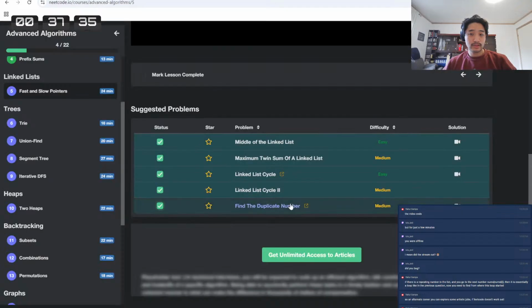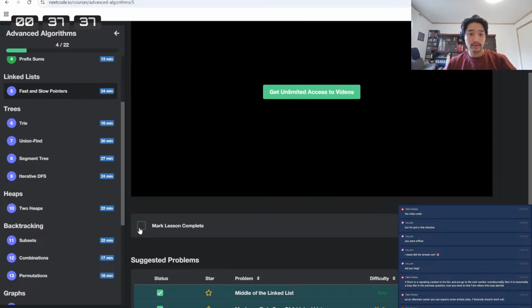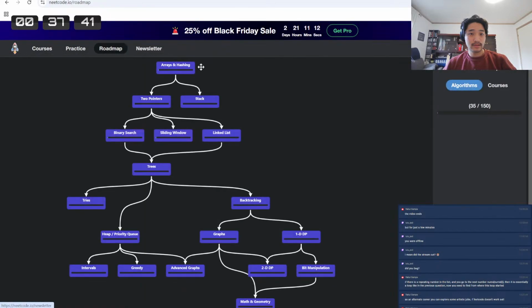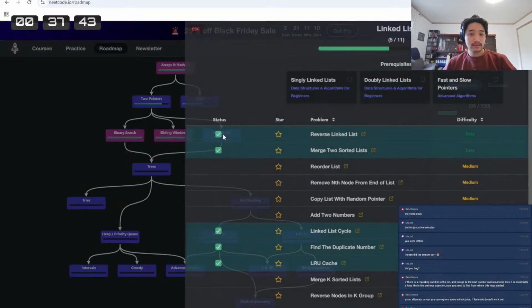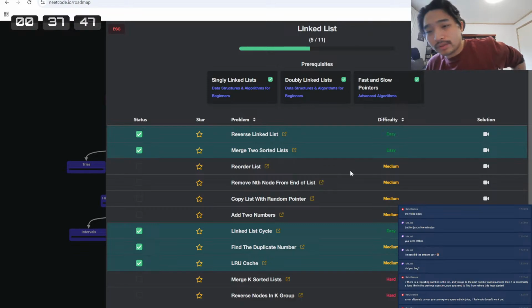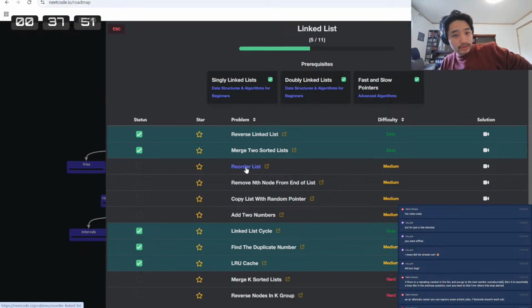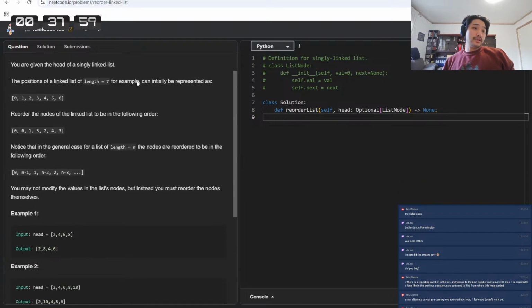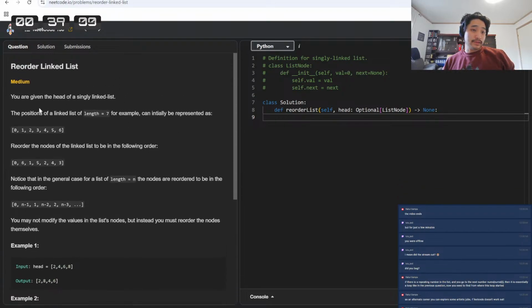I just did it. So now I can mark this as complete and see. Now I should be able to solve most of these without any big issues, I would assume. We will at least hope for it. So yeah, reorder linked list. You can head off a single linked list, which is length 7, for example. You can use this.